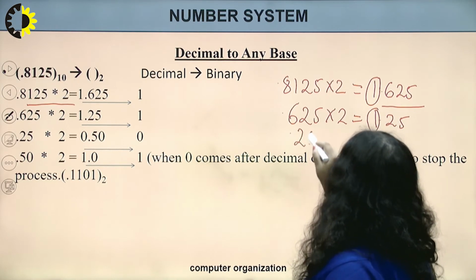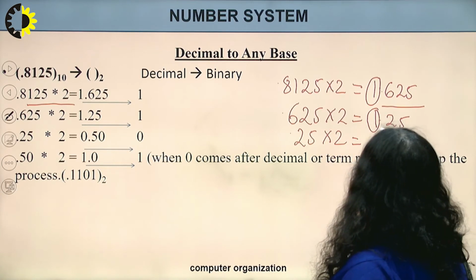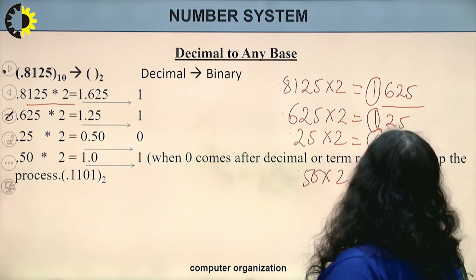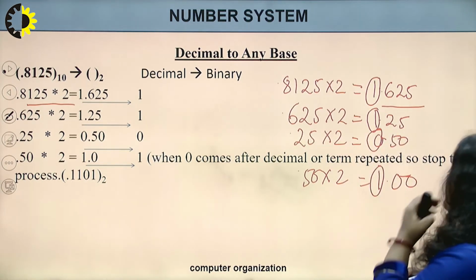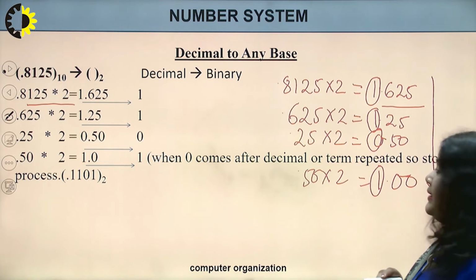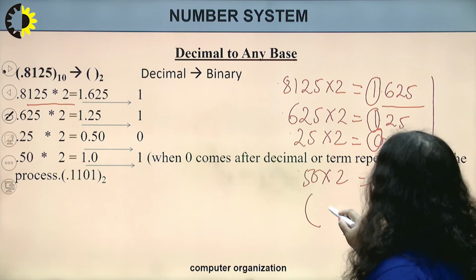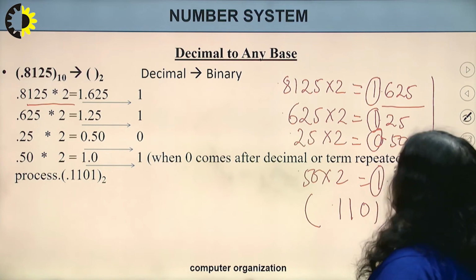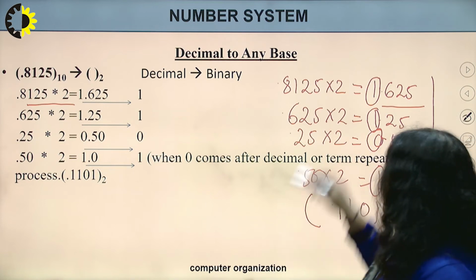Again we take 0.25 multiply by 2, which is 0.50. So the result is 0 in this case. Then again 0.50 multiply by 2. The result is 1.00, so the digit is 1 in this case. We read the result from top to bottom in this case, not from bottom to top. So the result is basically 0.1101 base 2.